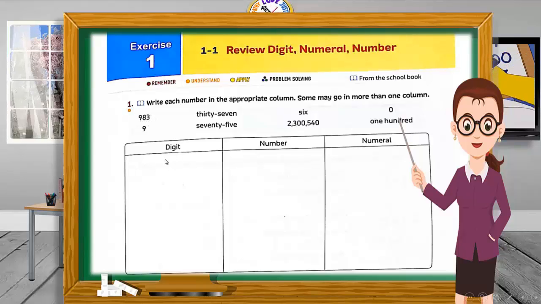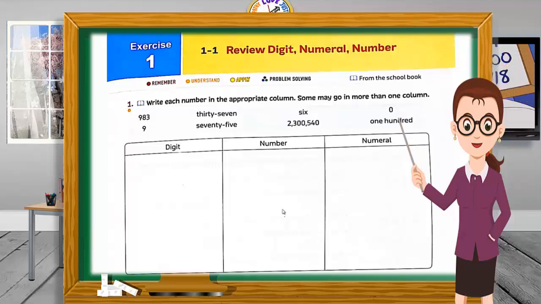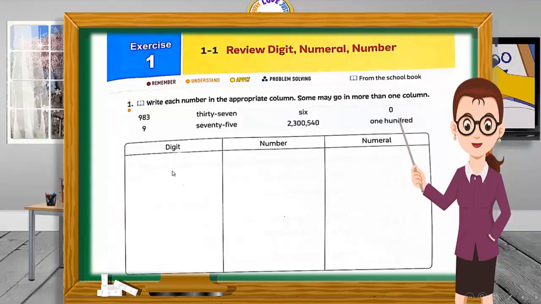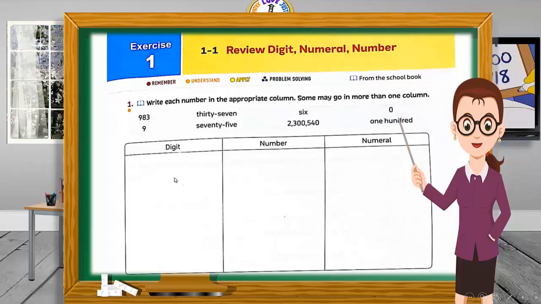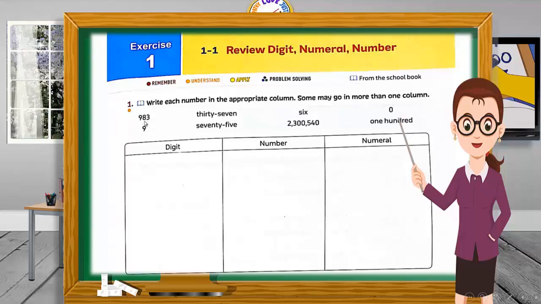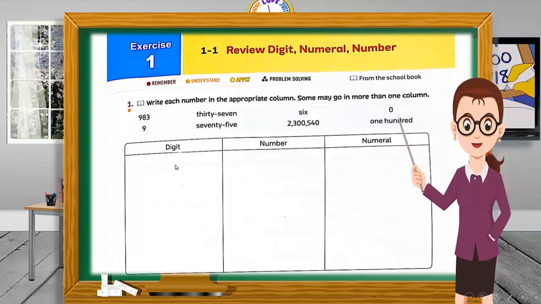983 is a digit? We can put it here. Okay, I want you to solve with me now. Can we put 983 in this digit column? No. Why? Because we said a digit is a single number or single symbol. 983 is not single. This is a numeral consisting of 3 digits. We will put here only one single digit.